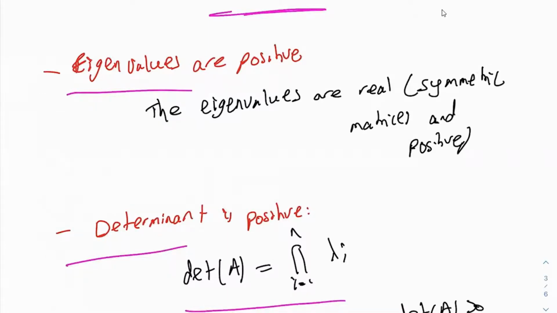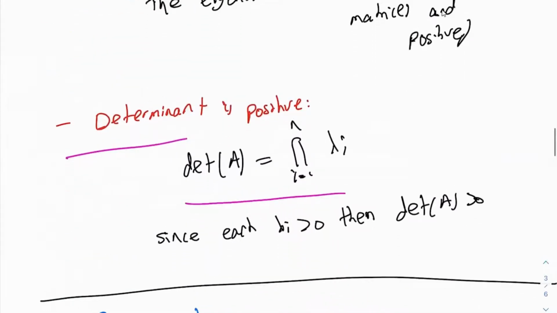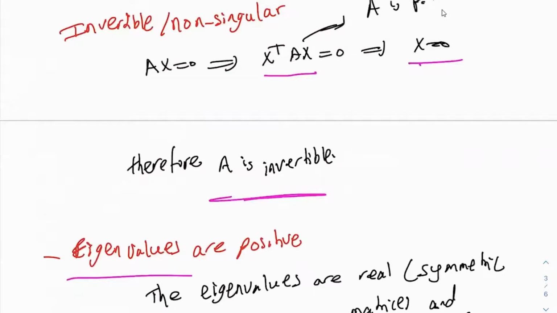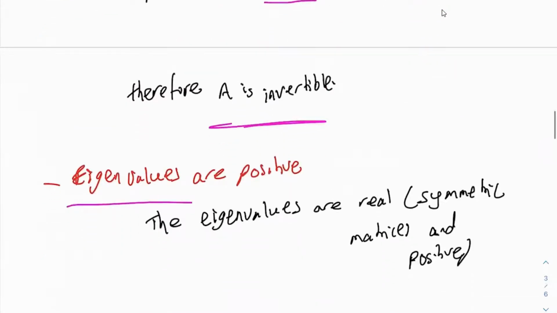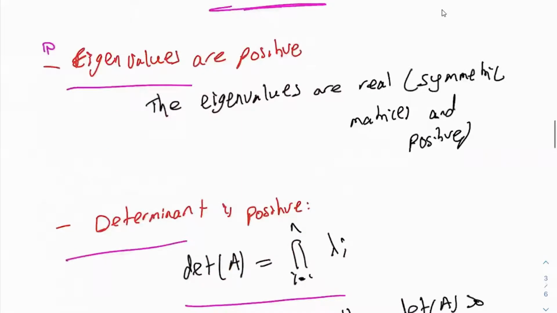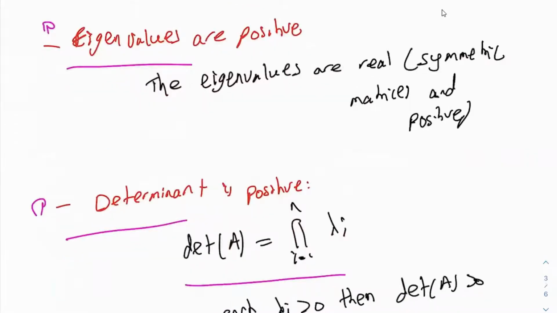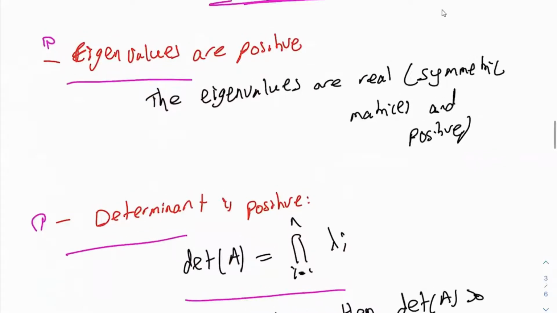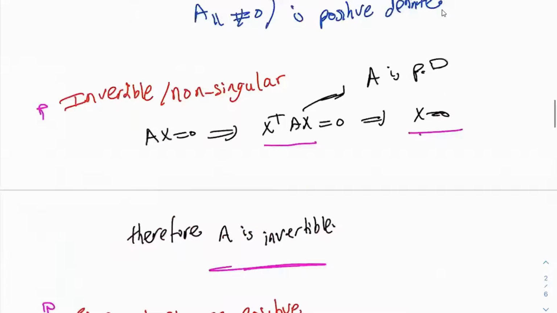But if each eigenvalue is positive, then the product also is positive, right? Positive, not non-negative, but positive. So these properties can all be related to each other. This property, this one, and this one. If all eigenvalues are positive, the determinant is positive. If the determinant is positive, this means that it's not zero, so the matrix is invertible. You can also relate it to this property if you think about that.